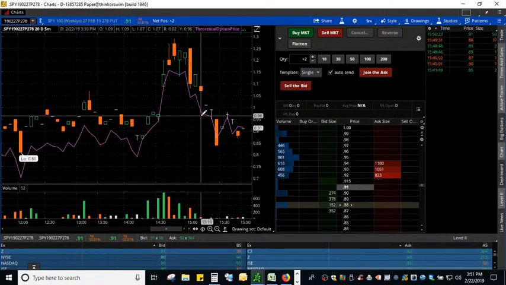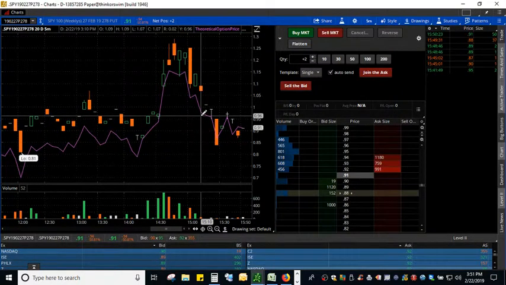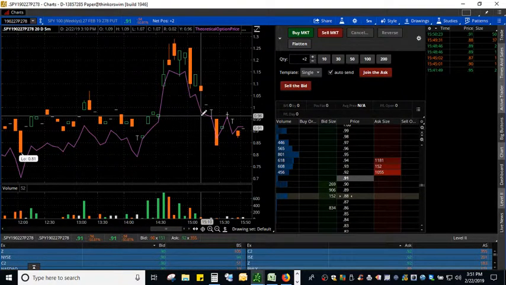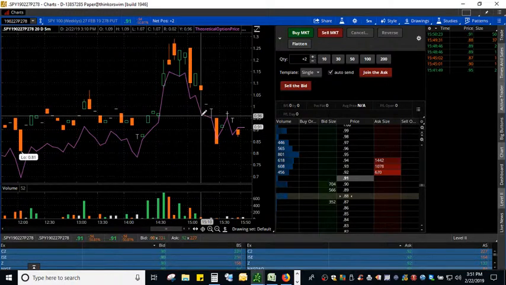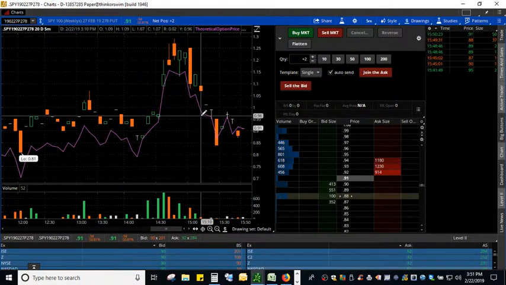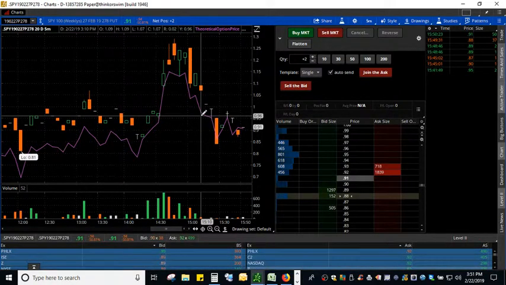I don't use automatic stops. I use mental stops. I sit and watch it. I have my theories on automatic stops. Whether they're accurate or not, I don't know. I just know when I have used automatic stops, it seems I get taken out, and as soon as it gets taken out, it goes right back up. So I don't use automatic stops.